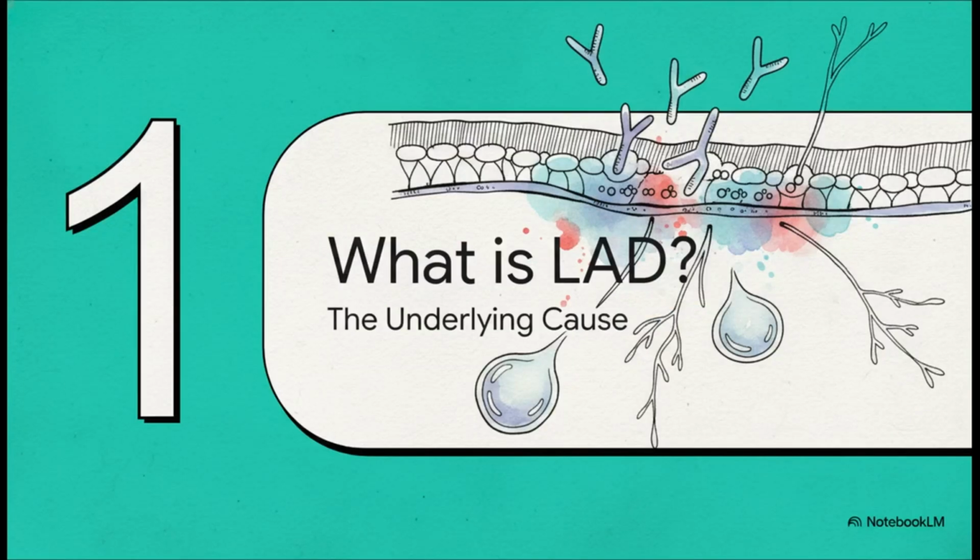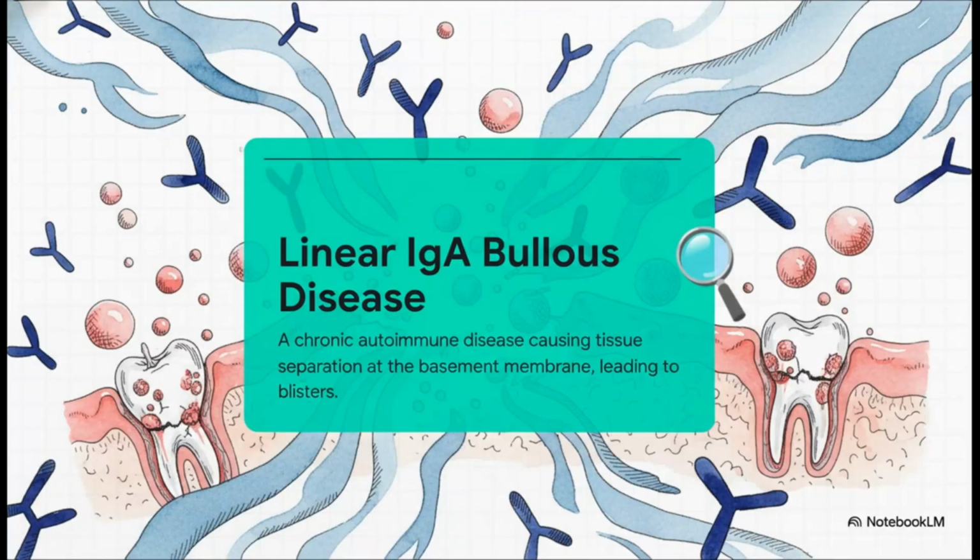All right, first things first. What is actually happening on a molecular level that's causing these painful blisters? Let's dive in. So, at its very core, Linear IgA disease, or LAD for short, is a chronic autoimmune condition. Basically, the body's own immune system is attacking the structure that holds our tissues together. This affects the skin and, super important for us in the dental world, the mucous membranes.